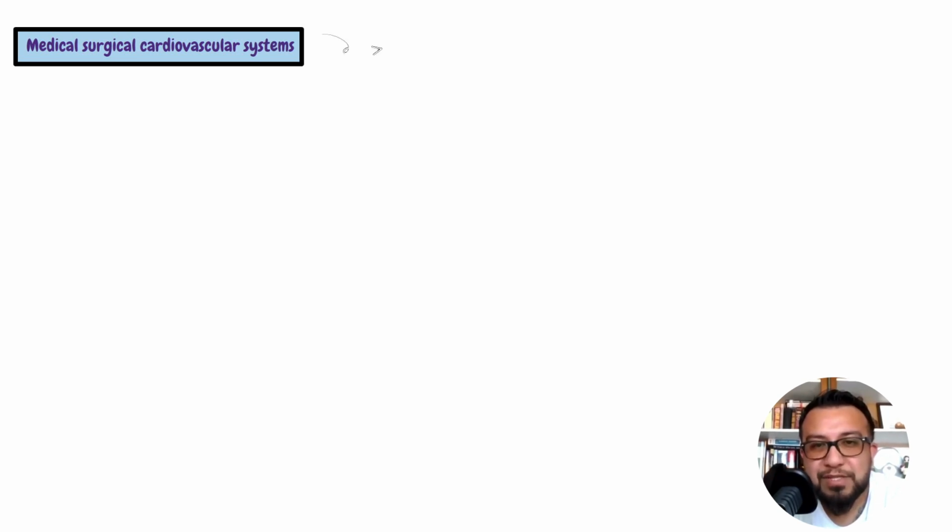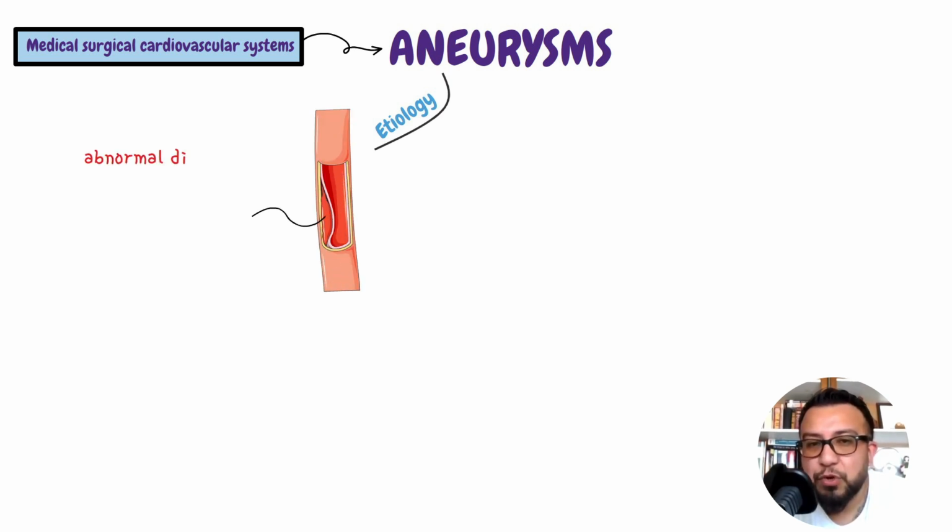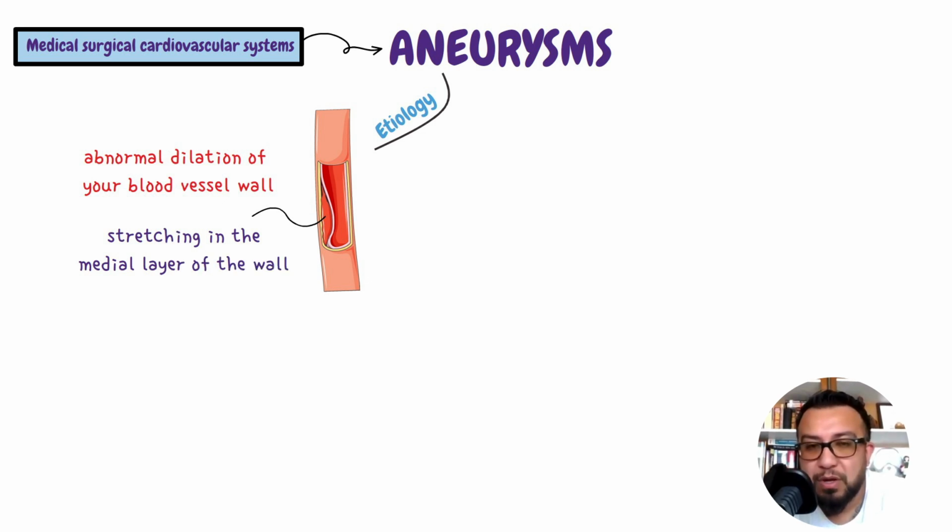Medical, surgical, cardiovascular systems. Now we're going to be talking about aneurysms. So the basic etiology is an abnormal dilation of the arterial wall caused by localized weakness, stretching in the medial layer of the wall of the artery.